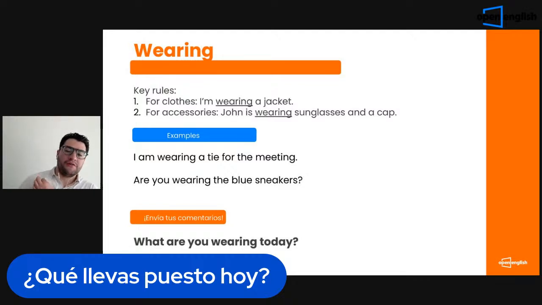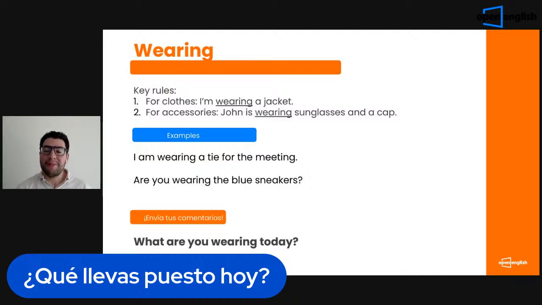I'm wearing a shirt and pants. What are you guys wearing? Remember, it can also be accessories. I'm wearing glasses, a hat maybe. What are you wearing today? ¿Qué llevas puesto el día de hoy? Accesorios o ropa. Accessories or clothing. What are you wearing? Any jackets, any sweaters? Shoes? What are you wearing today?